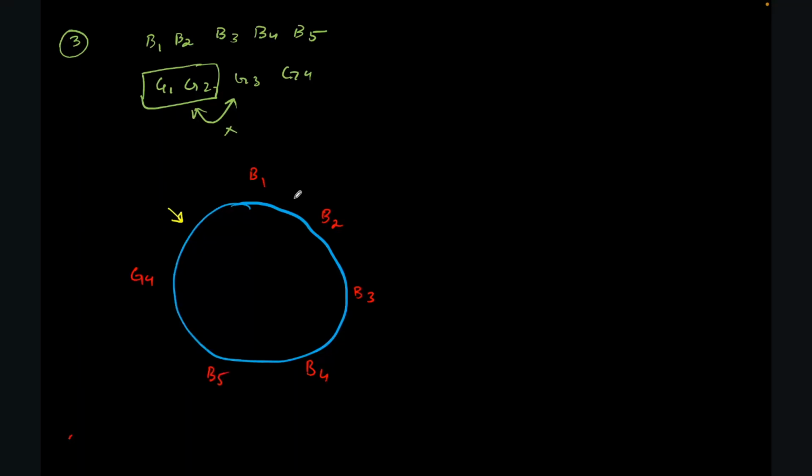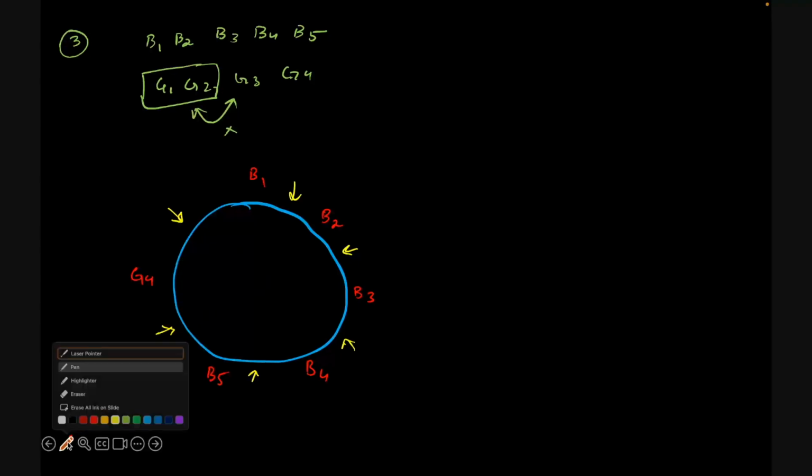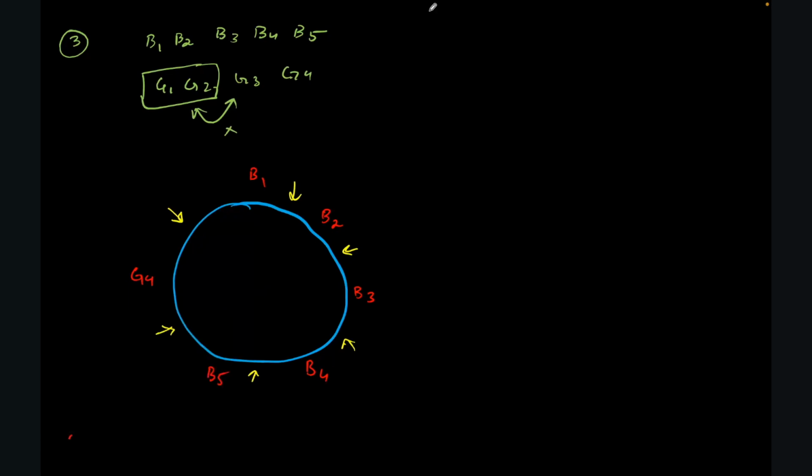So 1, 2, 3, 4, 5, 6, okay? That's about it. So again, let's do the arrangement for everything in red. That includes all the boys and girl 4, okay? So that's going to give me 6, right? 6 minus 1 factorial, okay?